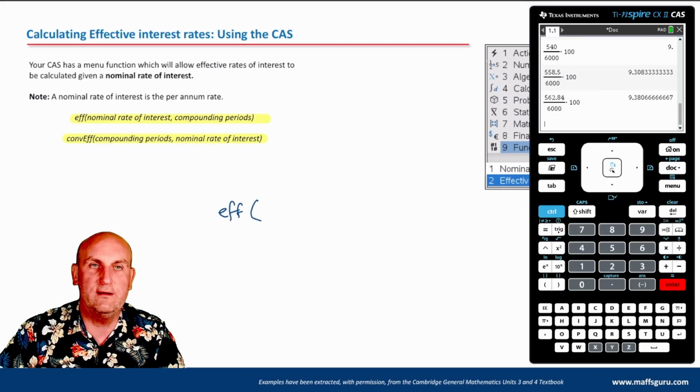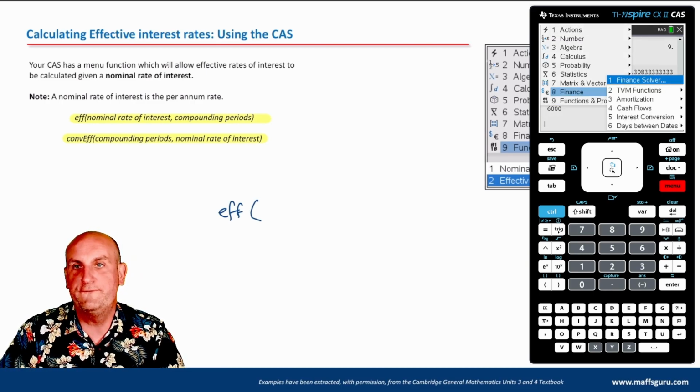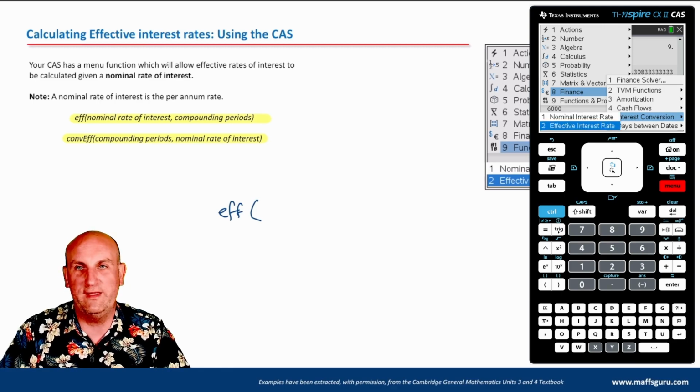And again, if I bring up my calculator here, you go menu, finance, interest conversions, effective interest rate. Now, it's also important to notice that there's nominal interest rate, because you can do it backwards as well. We can give it an effective interest rate and you can get it back to a nominal, that annual interest rate.